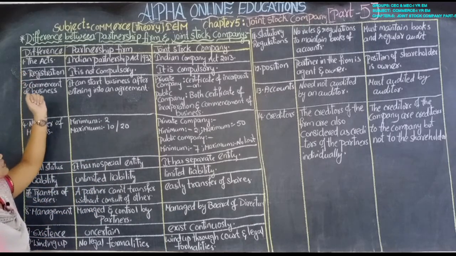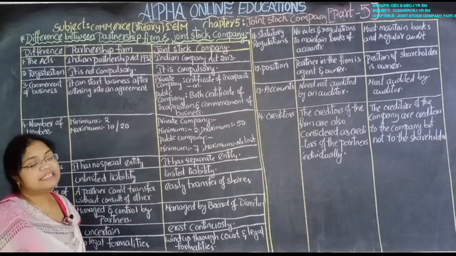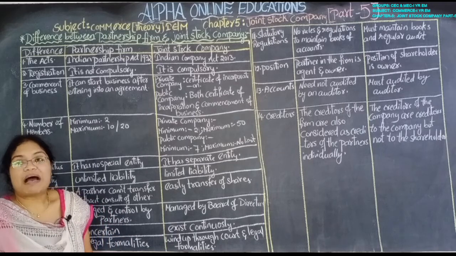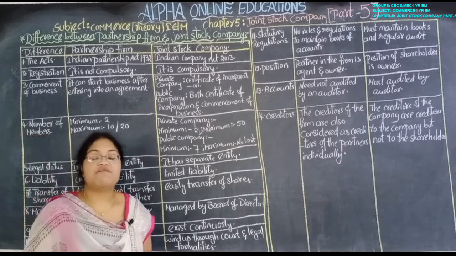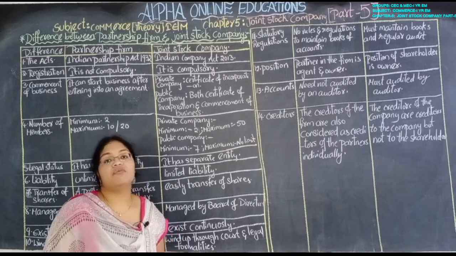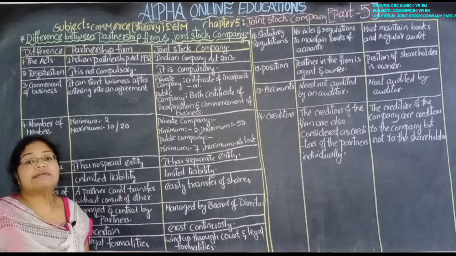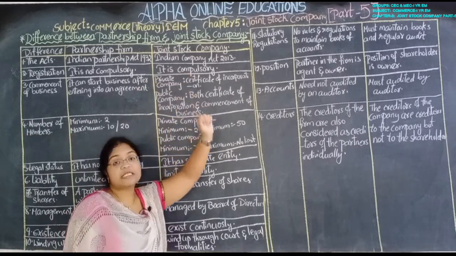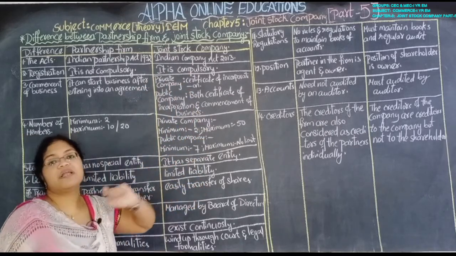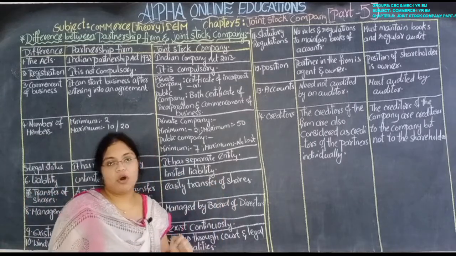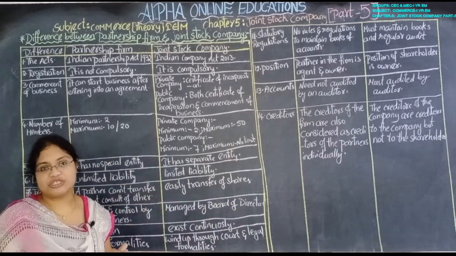The Acts: the Indian Partnership Act 1932. The partnership form has started with the regulation of the Indian Partnership Act 1932, whereas the joint stock company has started with the Indian Companies Act 2013. Both are legal bodies and artificial bodies too.